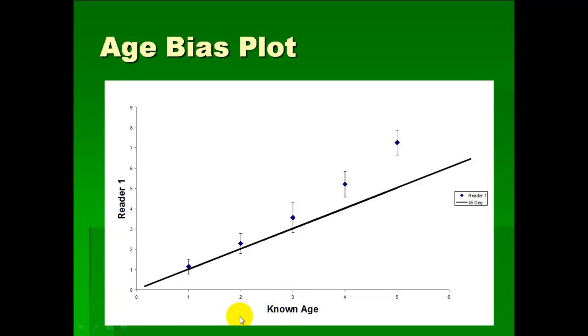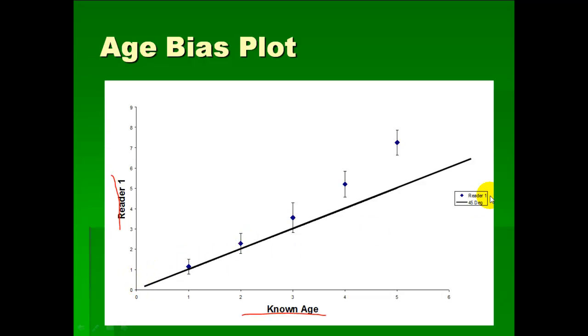We've got the known age down here on the x-axis, and you've got the age that the reader gave on the y-axis. And we have some error bars on each of these points. What this means is that the reader saw several age 1 fish, several age 2 fish, and so on and so forth. And so this is the mean age they gave for all the age 1 fish, this is the mean age they gave for all the age 2 fish, and so on. The error bars sort of represent the standard deviation or the spread around that mean.